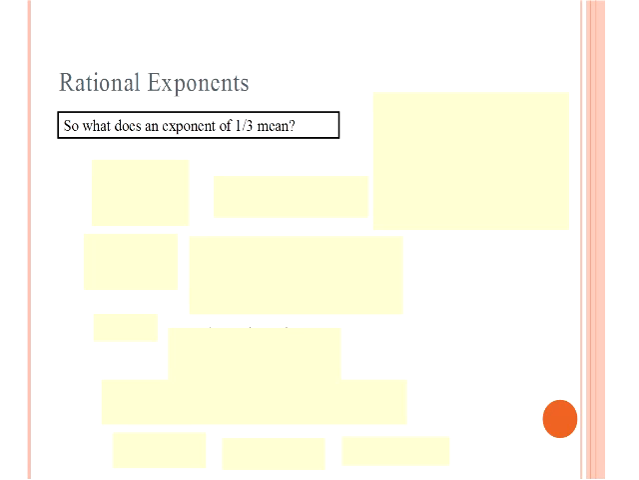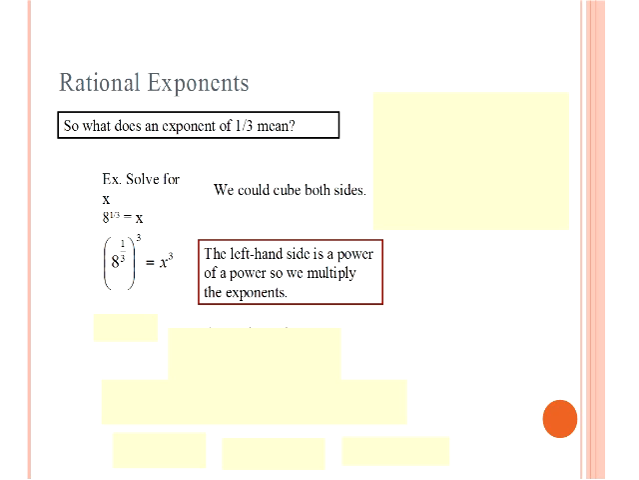So what does an exponent of 1/3 mean? Well, let's take a look at an example here. Solve this for x: 8 to the 1/3 equals x. Well, what we see here is that we can cube both sides. And cubing both sides would give me a power of a power. So I keep the base and multiply those exponents. It's going to give me 8 on the left-hand side and x cubed. Well, I know what this answer is. I know that this is x equals 2.